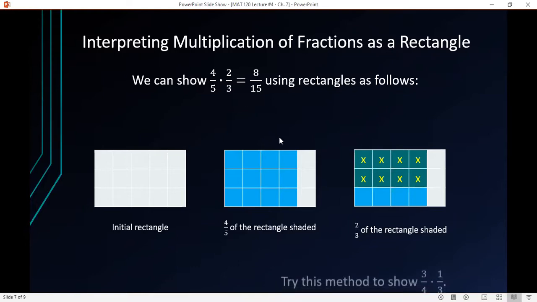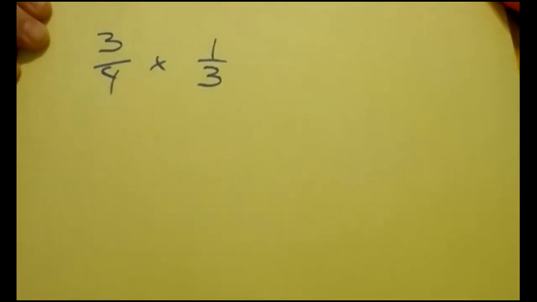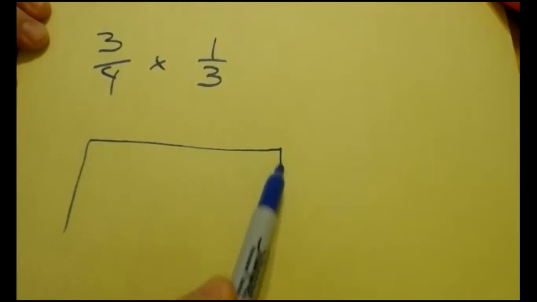Here we have a good example. Try this method to show 3/4 times 1/3. So if we're trying to do 3/4 times 1/3, my denominators are 4 and 3, so I'm going to use a 4 by 3 rectangle. So let's start by doing 4 columns and 3 rows.